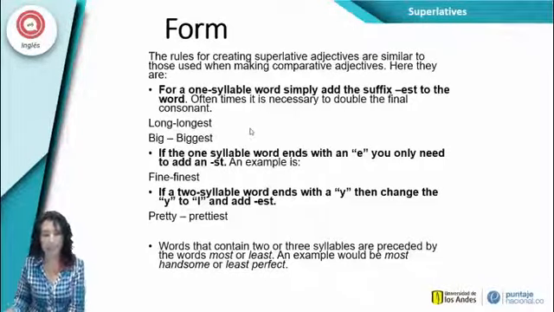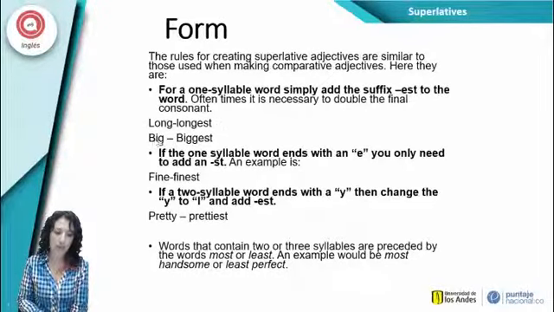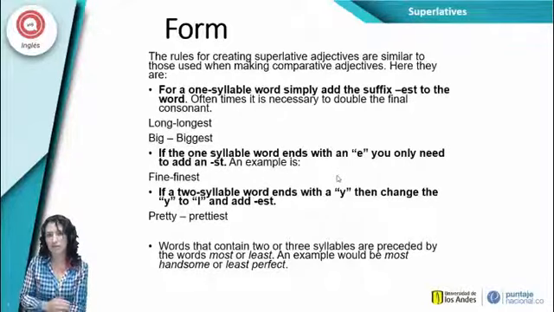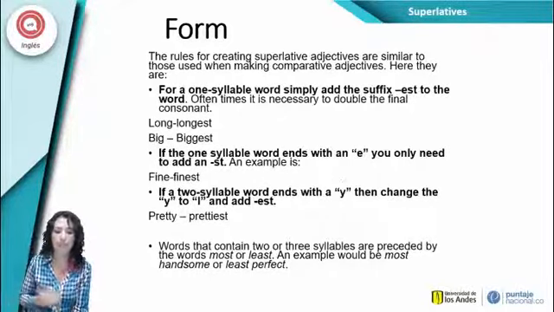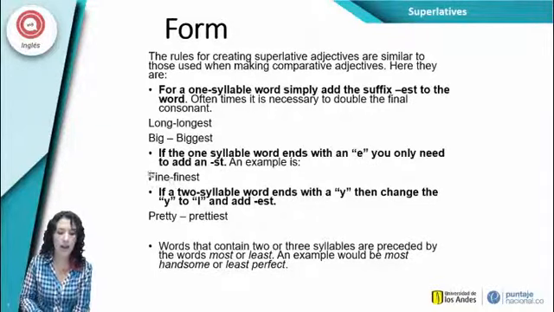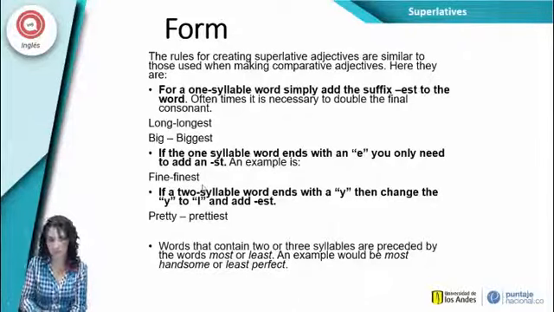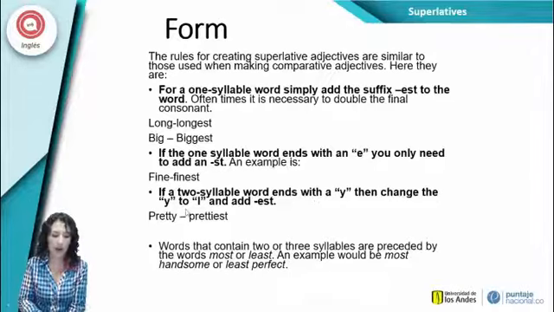Pero ¿qué pasa con big? Como en big tenemos la I, que es una vocal, y luego la consonante, tenemos que doblar la consonante para que fonéticamente suene bien. So big, the biggest. Okay? Then we have, if a one-syllable word ends with an E, you only need to add the ST. An example. Entonces cuando el adjetivo termine en E, solamente debemos agregar la S y la T. Fine, finest. ¿Listo? If a two-syllable word ends with a Y, then change the Y to an I and add EST.